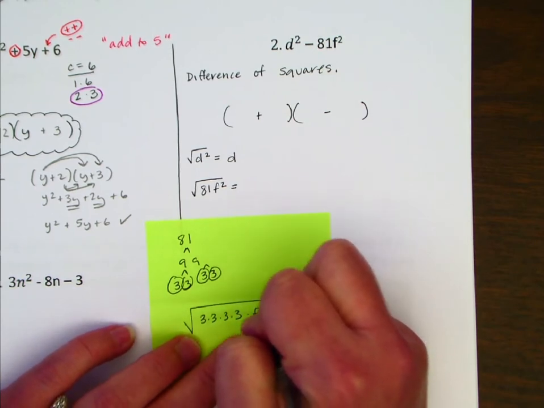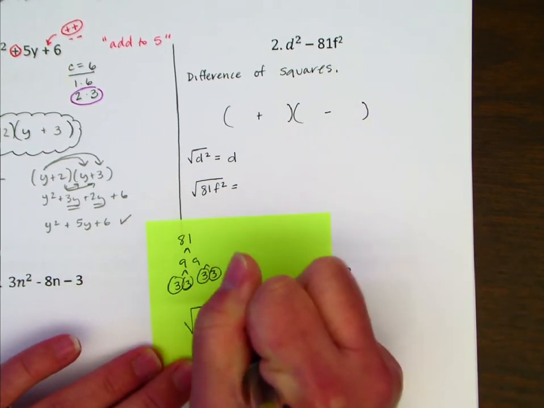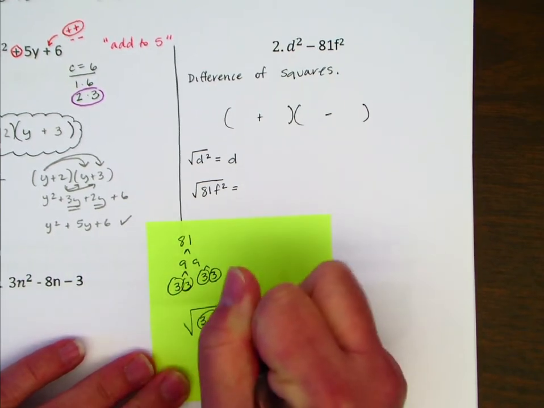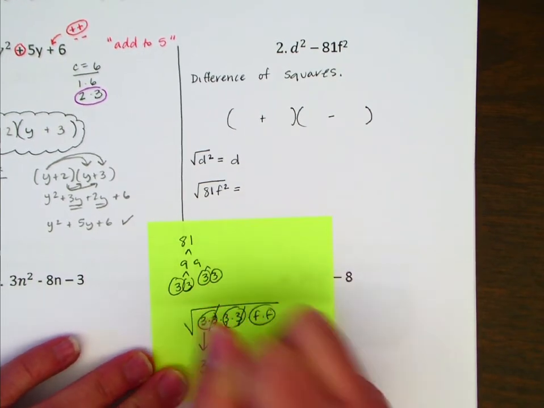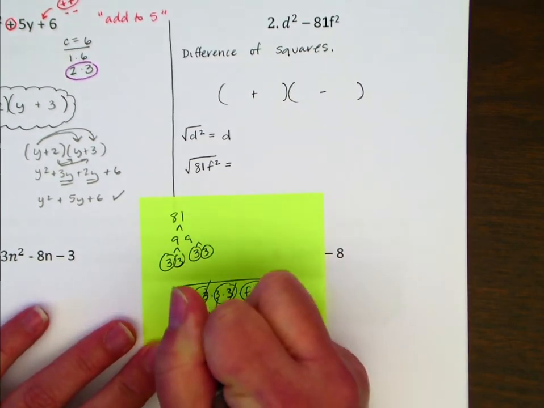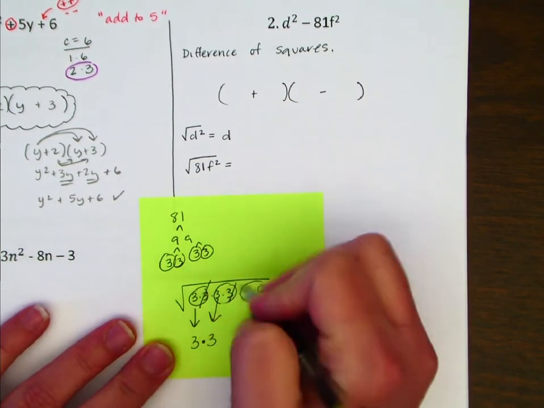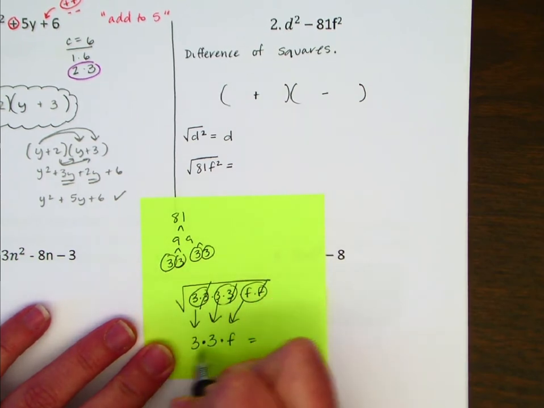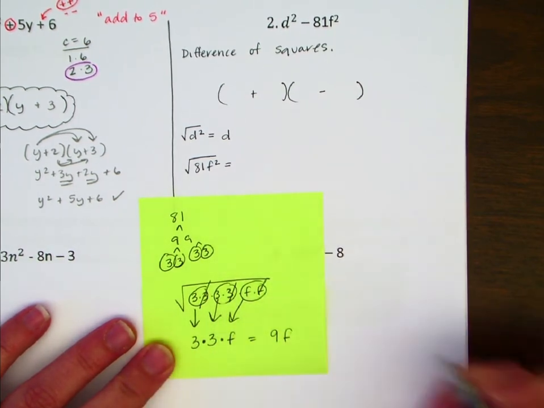We'd circle our pairs. And then we'd sacrifice 1, 1 would come out. Sacrifice 1, 1 would come out. And then remember when they come out of the parentheses, you put a multiplication symbol because you're multiplying. Sacrifice 1, save 1. So then it would be 3 times 3 is 9. So it would be 9f.